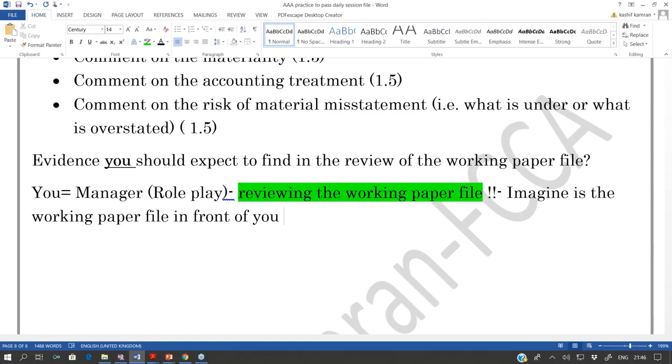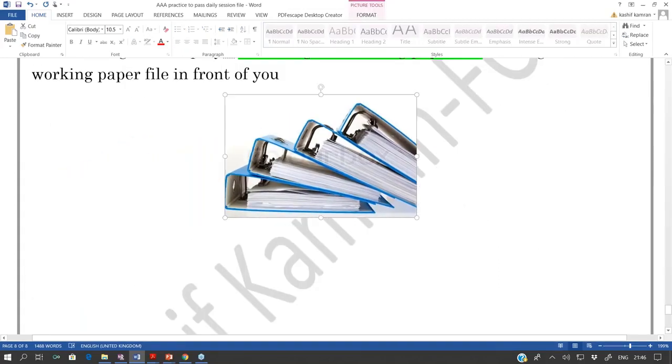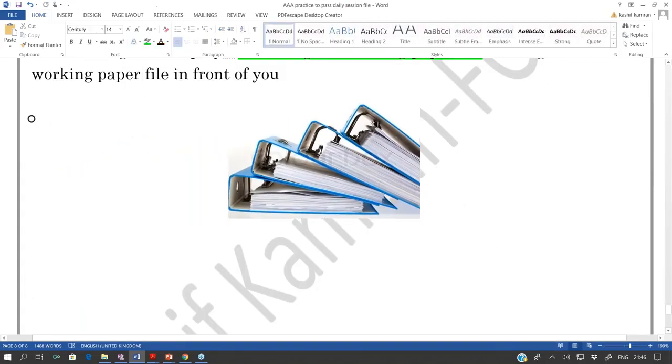You are sitting in the exam hall and you're thinking, okay, I have a file in front of me. I am a manager sitting at a table, and I have a file in front of me, and I am reviewing the working papers in a file. So how would you imagine a file in the exam paper? This is the imagination of a file in front of your screen.